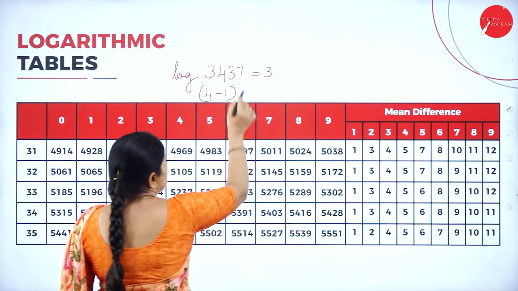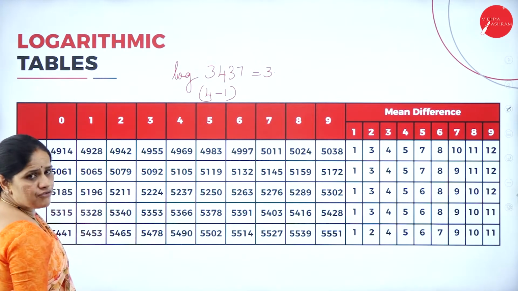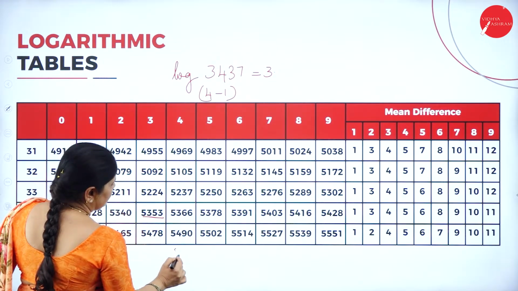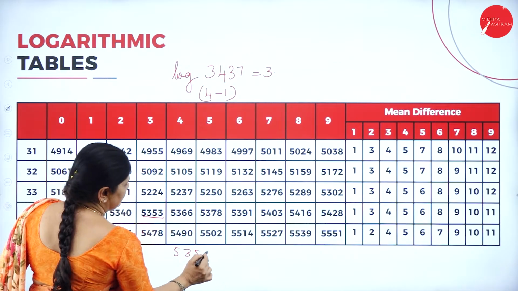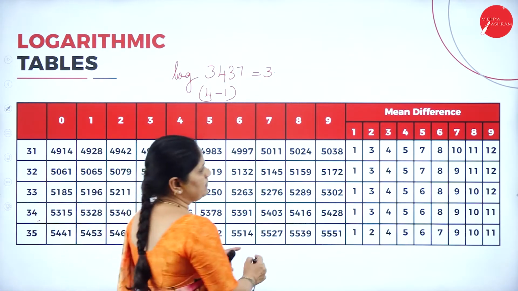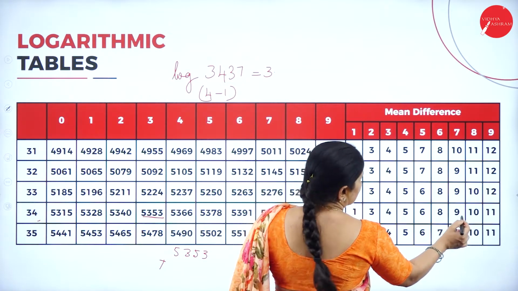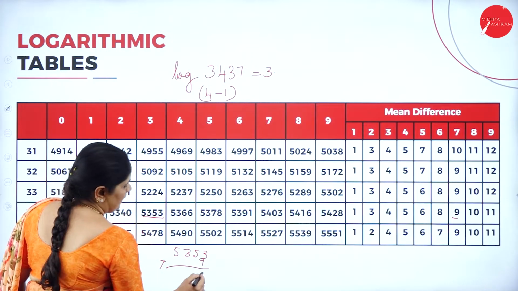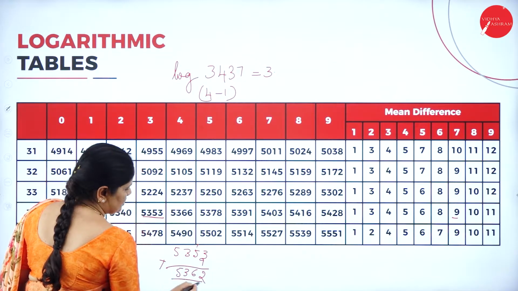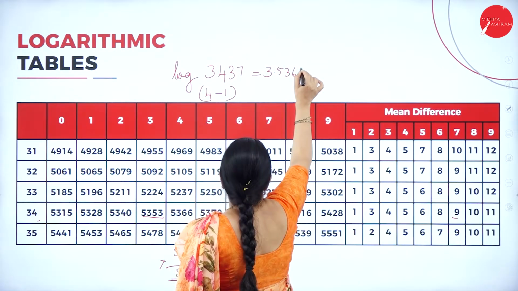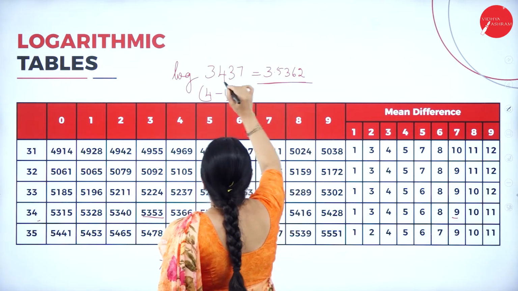Now 3437. In this table, I find 3, 4 there. Then I look at the third row. What is the value here? 5353. Then what is the next value? 7. So this 7 I look for in the same row but in this column. 9. So I write this 9 here. So 9 plus 3 is 12, 1, 6, 5, 3, 6, 2. So the value is 3.5362. So this is the log value of 3437.